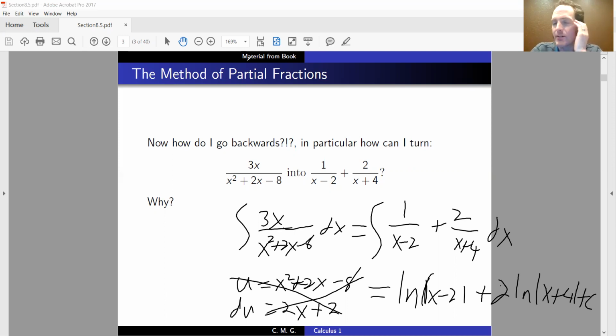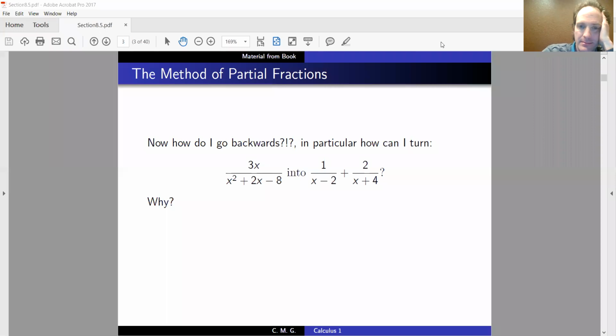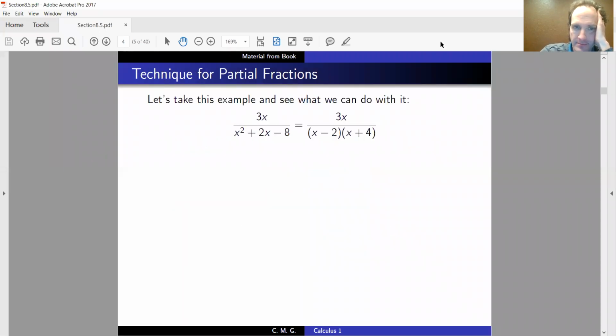And so this is really nice. If I can turn this fraction into a split up version of that fraction over the denominator being the factors of the thing on the left, then I'm going to be a lot happier when I go to integrate it. So let's just see what we can do with this example.